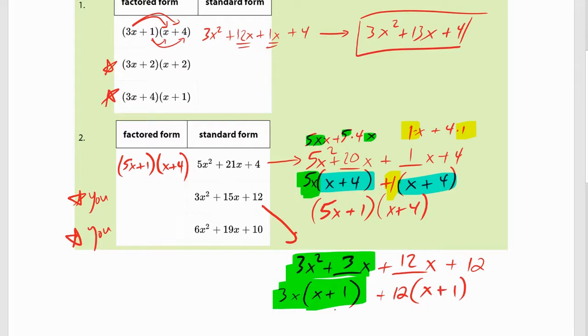Now, remember what I said. If you get your two binomials to be the same, you did it right. So you ended up getting 3x and 12, which both are multiplying to the same thing, x plus 1. So that would be your answer for the second part of your table.